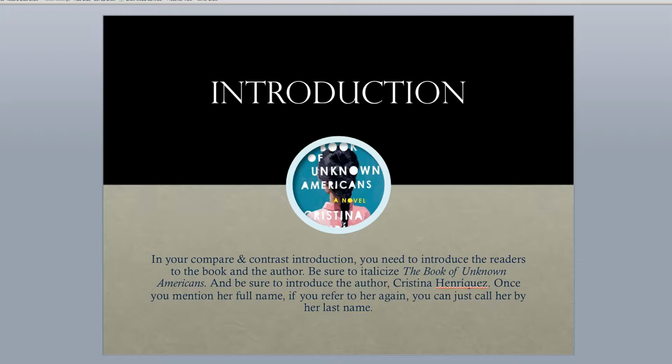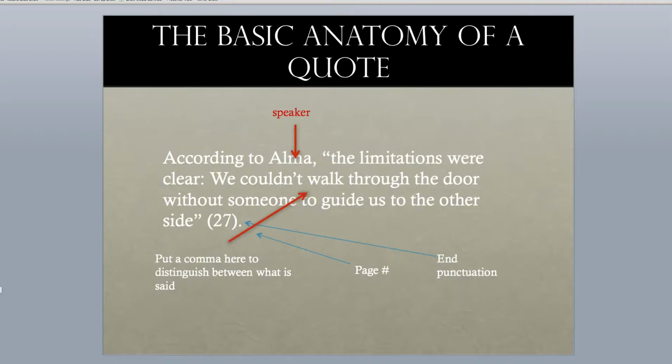Once you mention her by full name, if you refer to the author again, you can just call her by her last name only. You would not call her Cristina because you do not know her personally. So we often refer to people that we do not know, especially other professionals, by their last name only after we've introduced them.